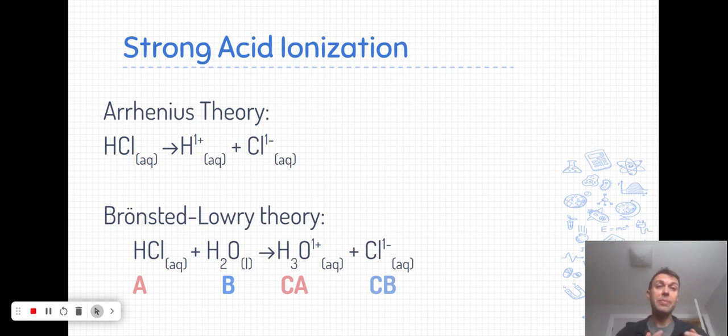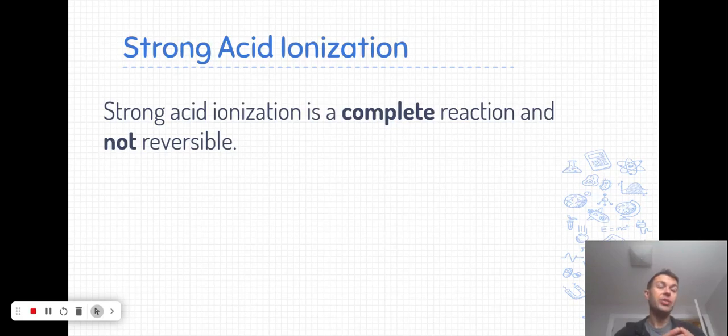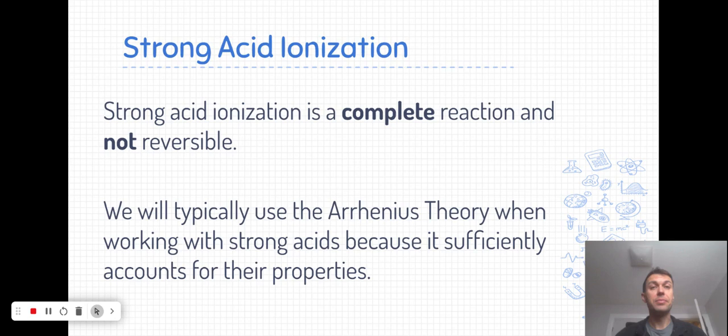Even though water shows up in the second equation, we can see that for every one HCl molecule, we generate one hydrogen ion or one hydronium ion. It's still a 1:1 ratio. We are just explicitly showing one water molecule involved in the reaction. Strong acid ionization only occurs in one direction. It is a complete reaction and is not reversible.